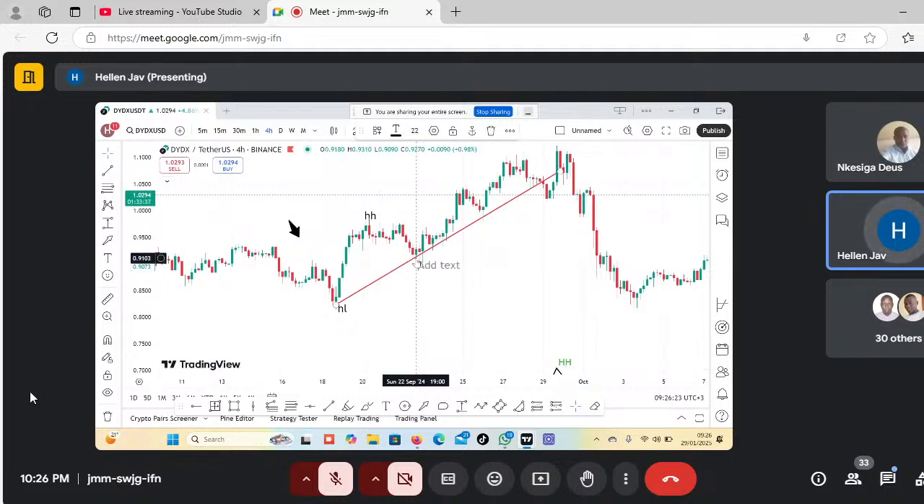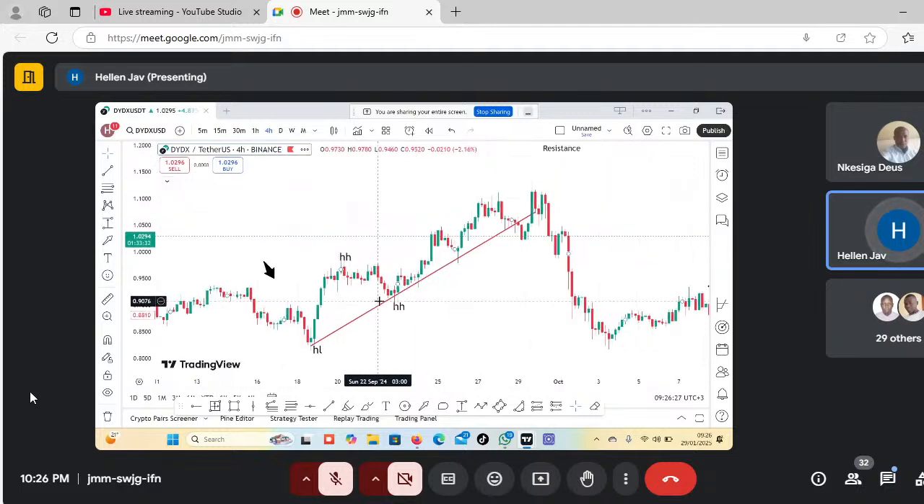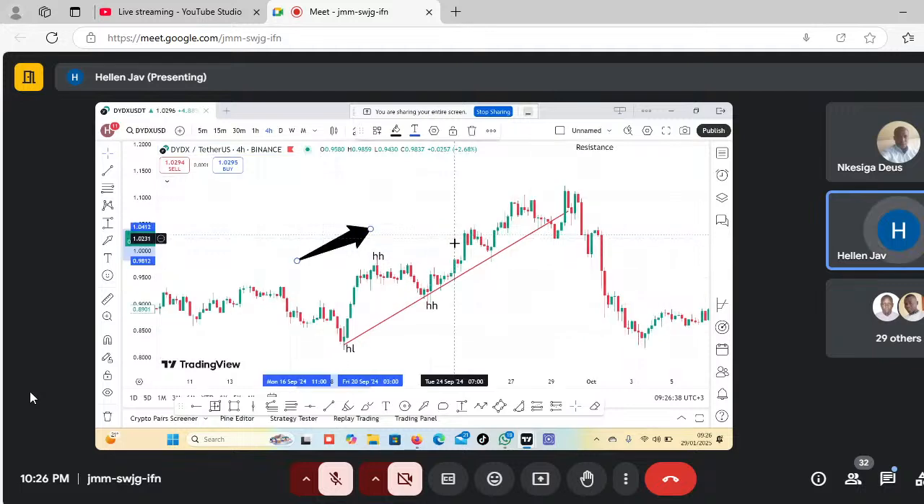So we are having a higher high there, and then after that we have another higher high here. We are having 2 swing highs here, this one and then this one. And then down here we're having a higher low and then another higher low. So that was already confirmed as an uptrend.